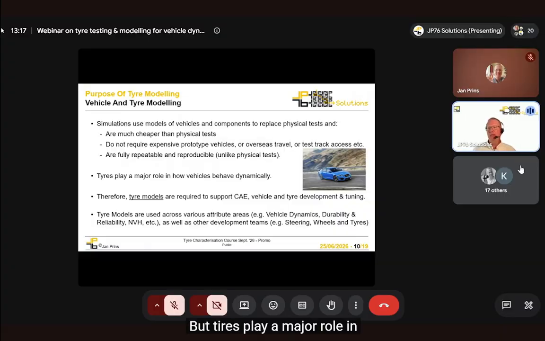But tyres play a major role in all this, in vehicle dynamics, and in how they behave in both the horizontal plane and the vertical plane. So if you want to do simulations of whole vehicle behavior, you're going to need tyre models, and that's really what this course tries to build up to. Lots of different areas in the company will need tyre models: handling, steering, braking, durability, loads, and of course, simply the development of the actual wheels and tyres as well.